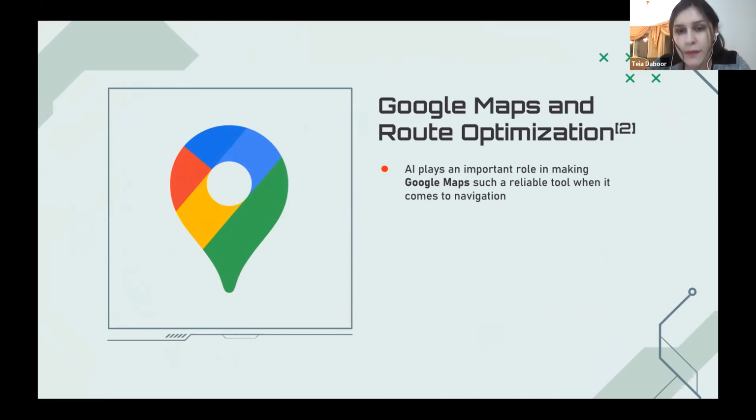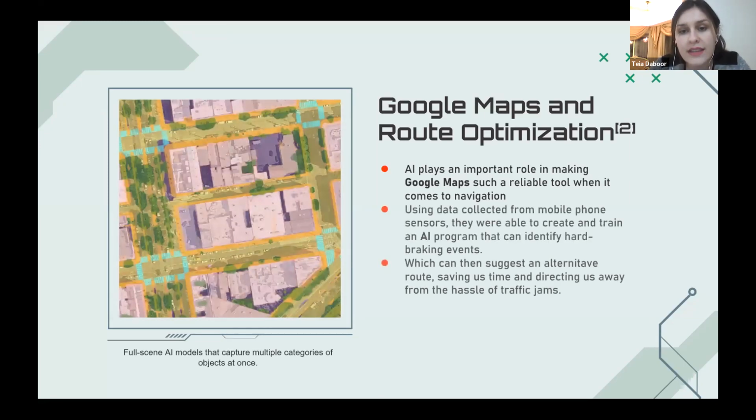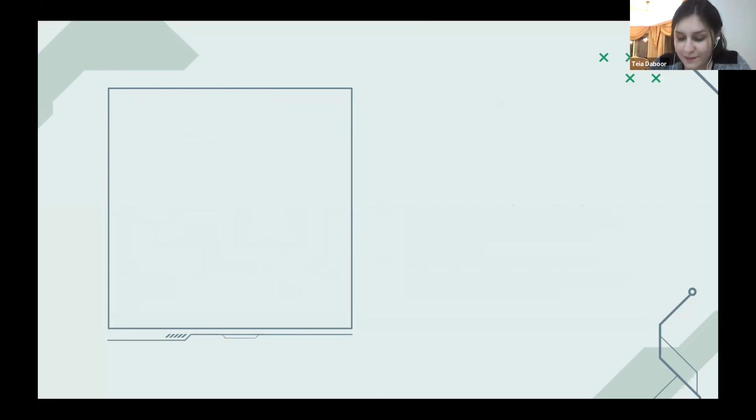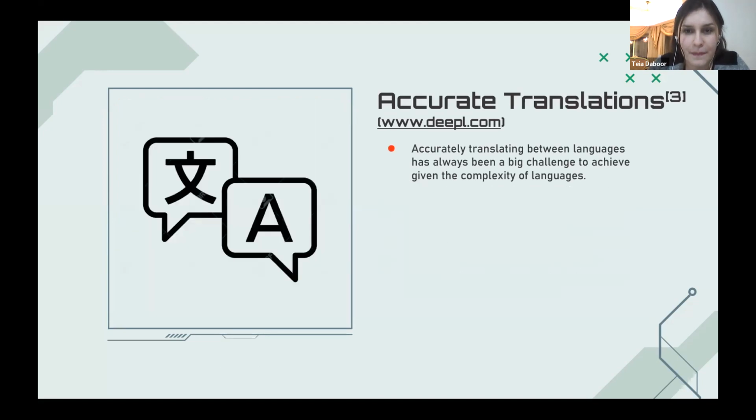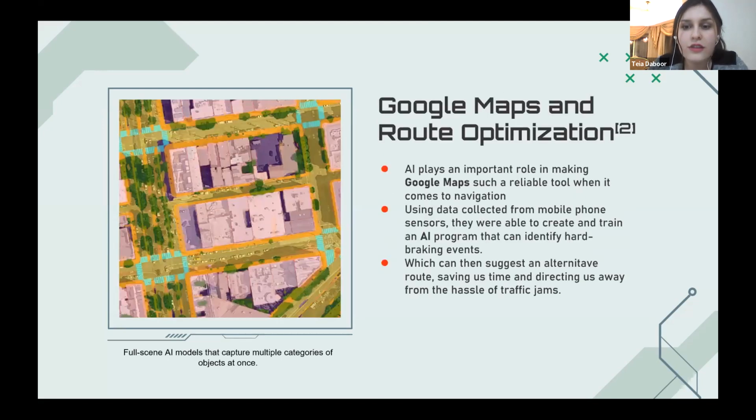Let's take, for example, Google Maps. AI plays an important role in making Google Maps such a reliable tool when it comes to navigation. Using data collected from mobile phones, satellites, sensors, they were able to create and train an AI program that can identify heartbreaking events and guide us to our destination and optimize our routes. It can also suggest an alternative route, saving us time and directing us away from the hassle of traffic jams.